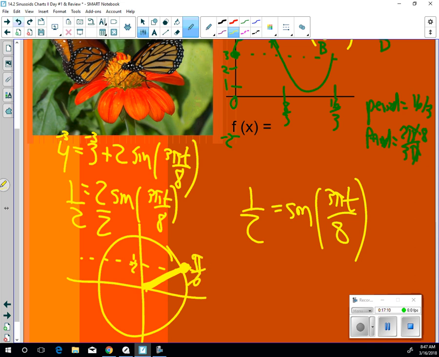No kidding. This is what we're going to do next chapter. This thing here, if this were pi over 6, let's write it in. If this were pi over 6, is the sine of pi over 6 equal to 1/2? It is, isn't it? So let's just say that then. Pi over 6 equals 3 pi t over 8. Would you solve for t now?